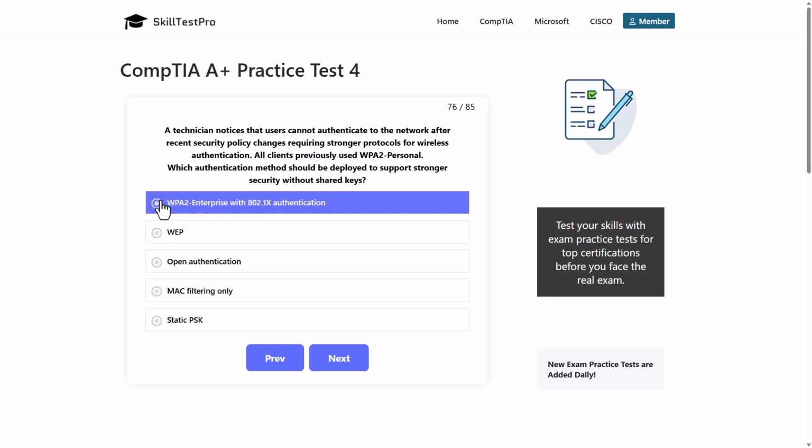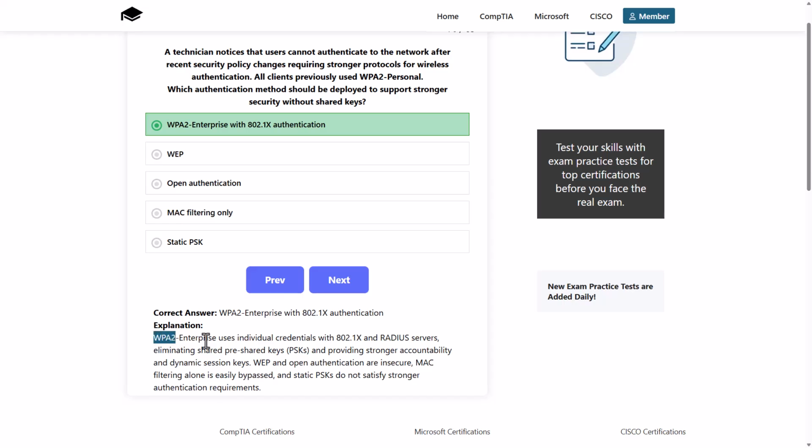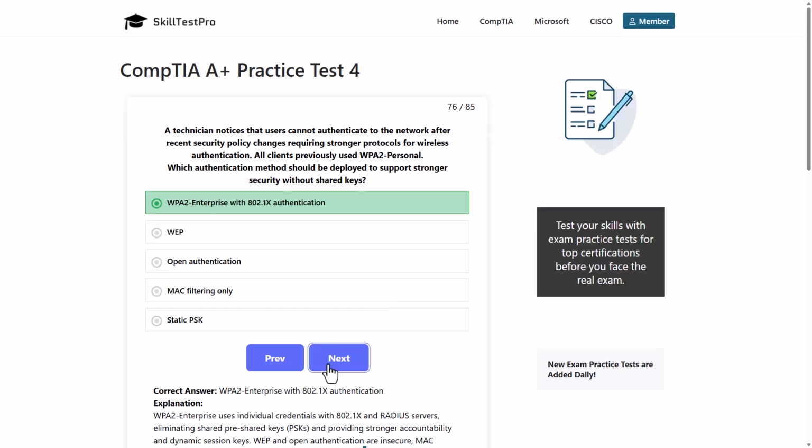And here the correct answer is WPA2-Enterprise with 802.1x authentication, as WPA2-Enterprise uses individual credentials with 802.1x and RADIUS servers, eliminating shared pre-shared keys, PSKs, and providing stronger accountability and dynamic session keys. WEP and open authentication are insecure. MAC filtering alone is easily bypassed, and static PSKs do not satisfy stronger authentication requirements.